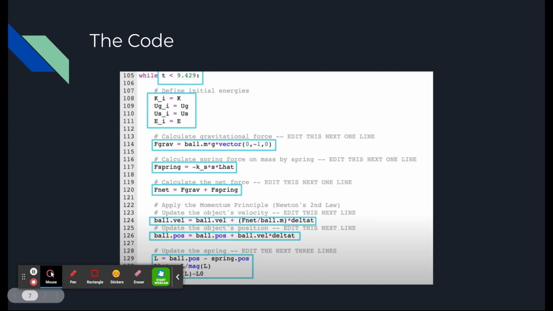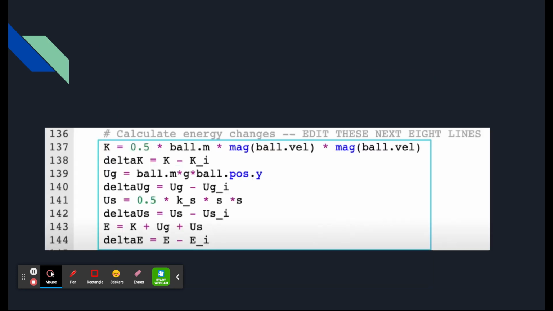And then again, in the blue boxes, what I edited, so time was under 9.429 seconds because that was the final frame that I tracked. And then I'm using Tracker again here to define the initial energies. And I set the gravitational force, spring force, net force, ball velocity, and ball position, and just updated them using the principles that the code told me to. And here's the final part of the code, and I just plugged in all the different values for the calculations.